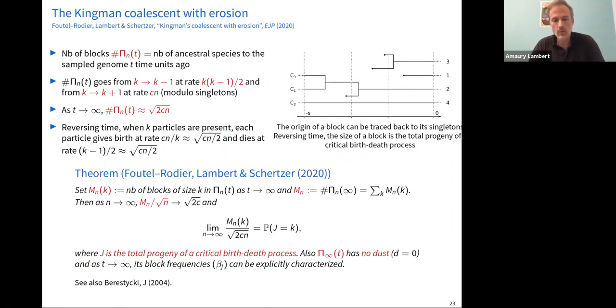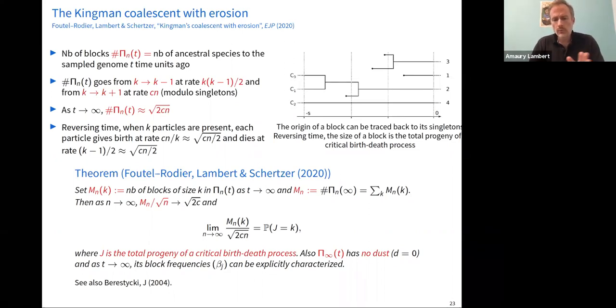obtained by Félix, Emmanuel, and myself, it says the following: if Mn of k is the number of blocks of size k in pi n of t as t goes to infinity, so we look at the stationary state, and Mn is the total number of blocks. As I said, Mn of the square root of n converges to square root of 2c. And now if you look at Mn of k rescaled by the total number of blocks, it will converge to the law of the total progeny of a critical birth-death process, as I announced.